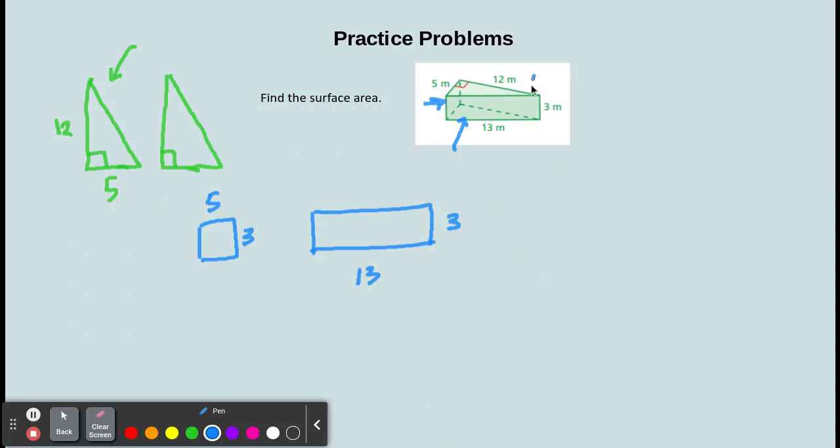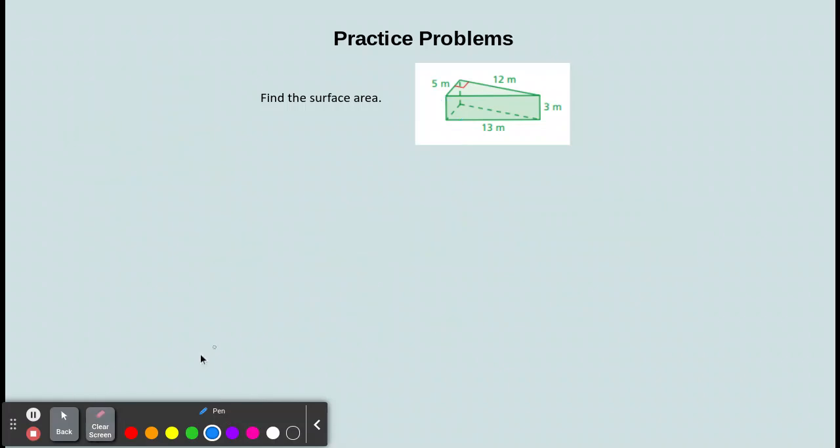And then we have that back side back there, which is 3 by 12. So you need to find the area of this one, the area of this one, and the area of that one. Add them all up, and then add it to your bases. And that will give you your answer. And that is the end of 10.1.